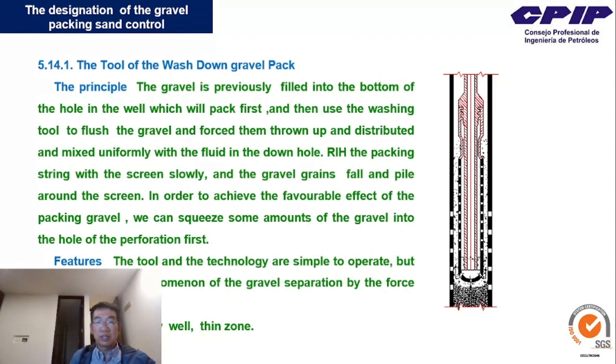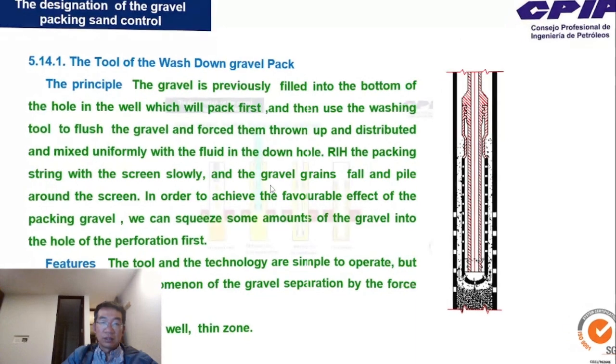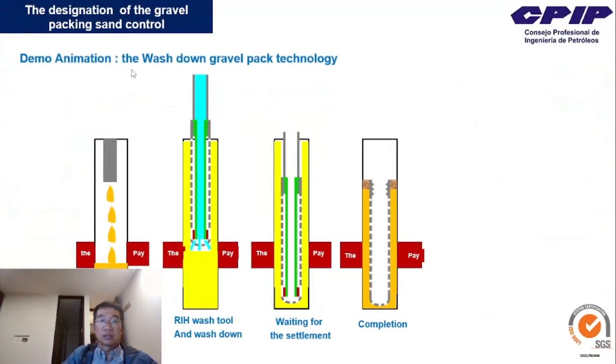Features. The tool and the technology are simple to operate, but easily cause the phenomenon of gravel separation by the force of the weight. It suits shallow wells and thin zones. The wash-down gravel packer technology: we can see fill gravel first, run in hole the wash tool and wash down, waiting for the settlement and completion.